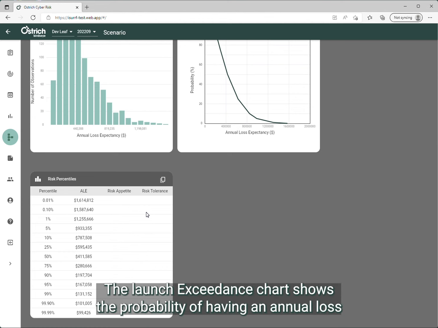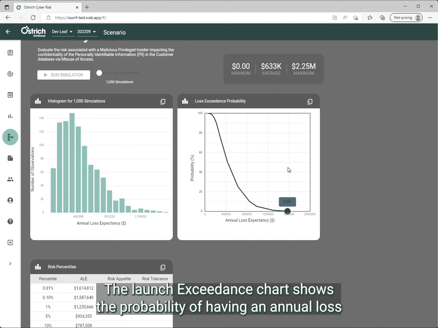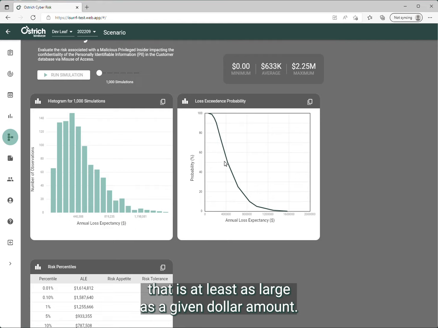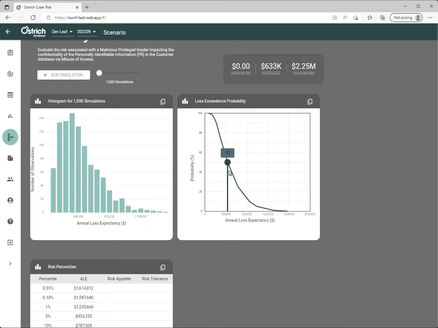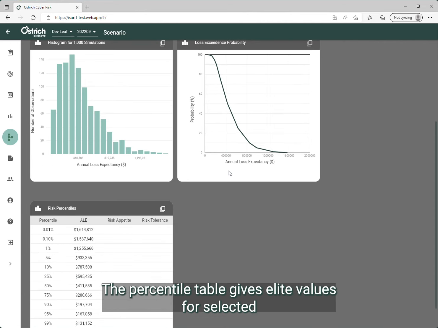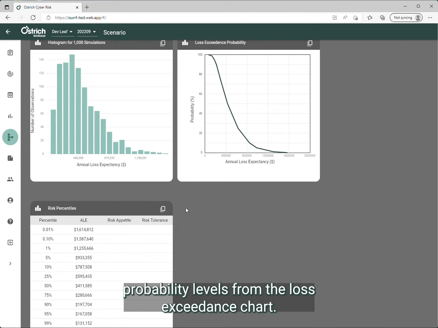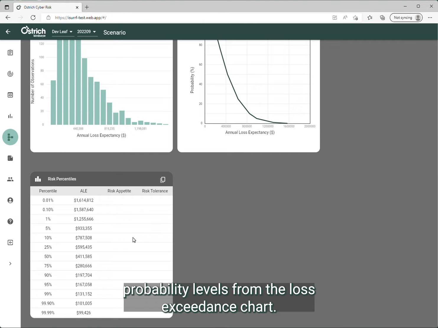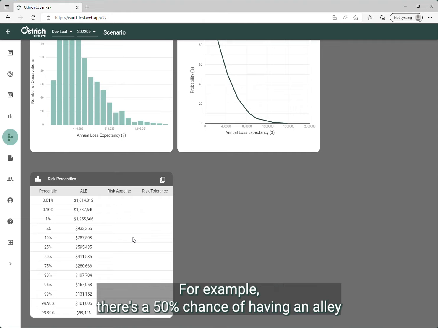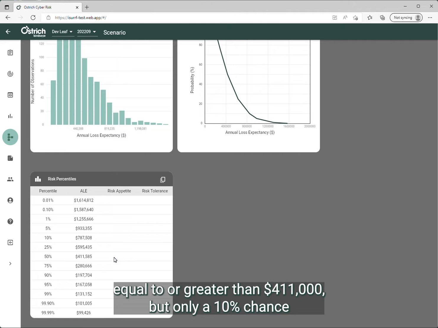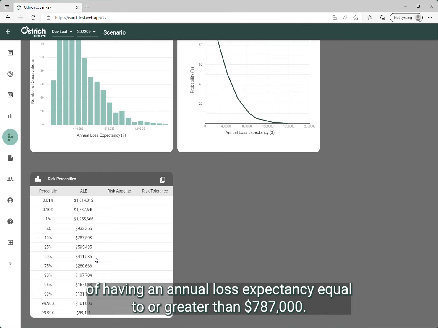The loss exceedance chart shows the probability of having an annual loss that is at least as large as a given dollar amount. The percentile table gives ALE values for selected probability levels from the loss exceedance chart. For example, there's a 50% chance of having an ALE equal to or greater than $411,000, but only a 10% chance of having an annual loss expectancy equal to or greater than $787,000.